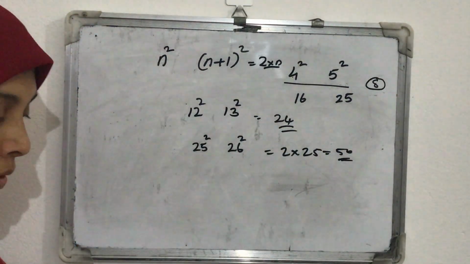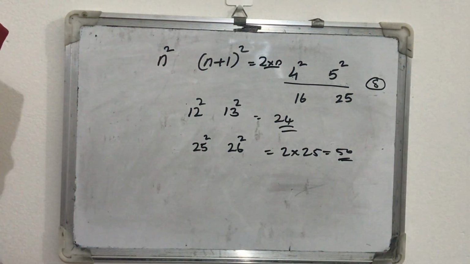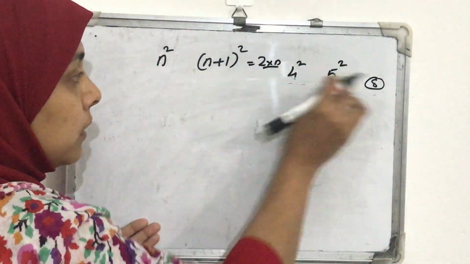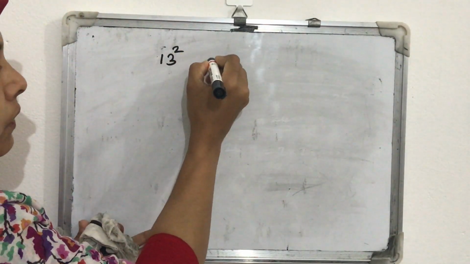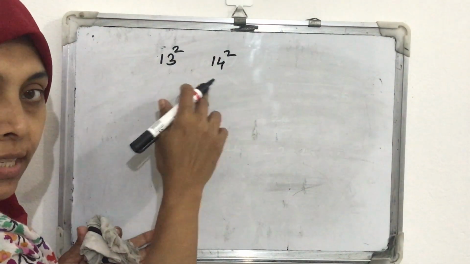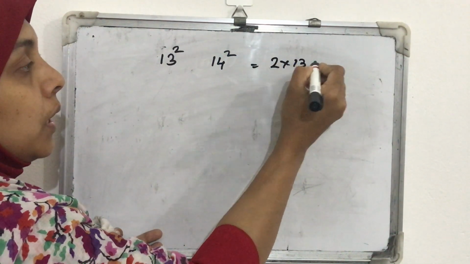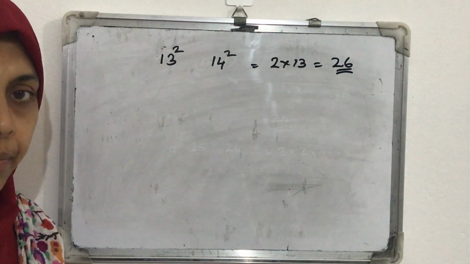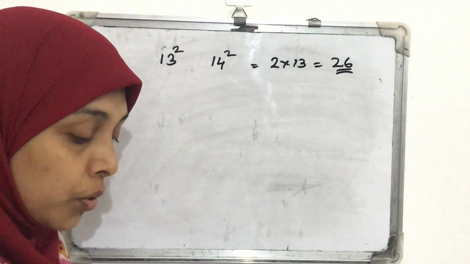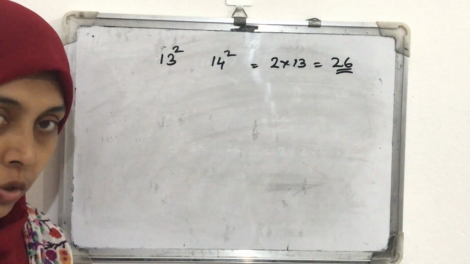Like that, here our question is how many whole numbers between 13 square and 14 square. How we can answer? So between 13 square and 14 square, this is our question. How many numbers will be there? 2 into 13, that's equal to 26. Very easy question. Okay, I already told you, all of you want to study that property of squares also.